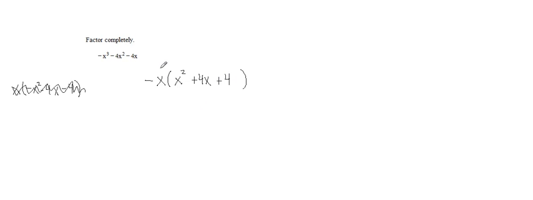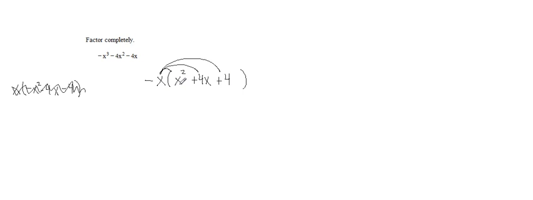And you can check that at this stage by distributing back through, making sure you would get back to what you had started with. So negative x times positive x squared would give me the negative x cubed that I started with. This negative x times the positive 4x would give me the negative 4x squared that I started with. And again, negative x times positive 4 would give me the negative 4x. So that tells me that I have factored correctly here.